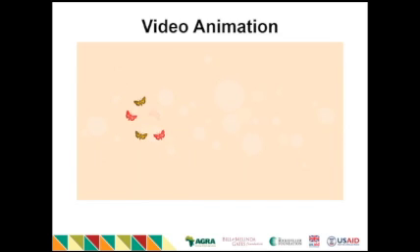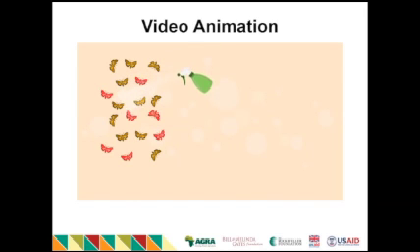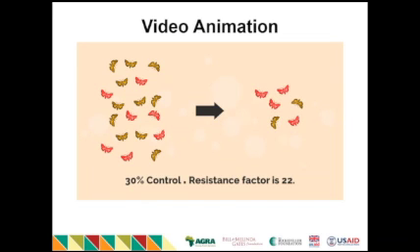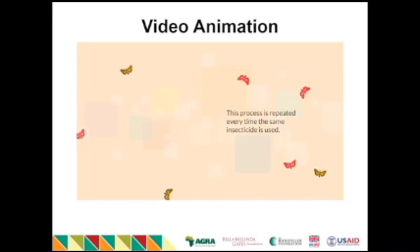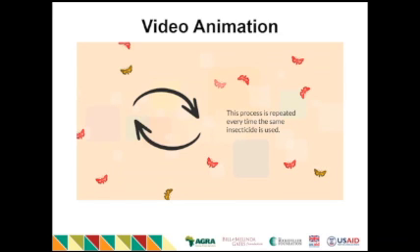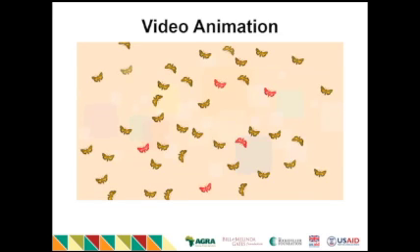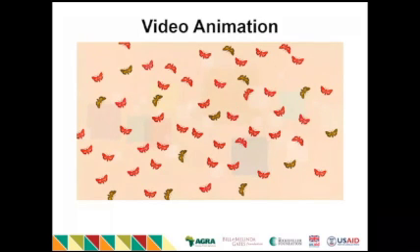When the survivors reproduce, there's more chance of resistant moths mating with other resistant moths. So this generation has a much higher proportion of resistant moths than the previous generation. Using the same insecticide spray in the third generation will only achieve 30% of control, making the resistance factor 22. This process is repeated every time the same insecticide is used. Resistant moths continue to multiply and ultimately become predominant in the population.